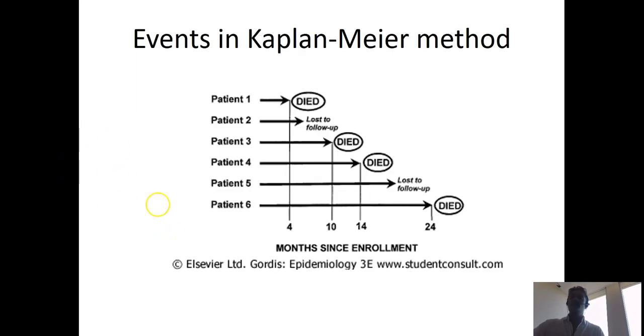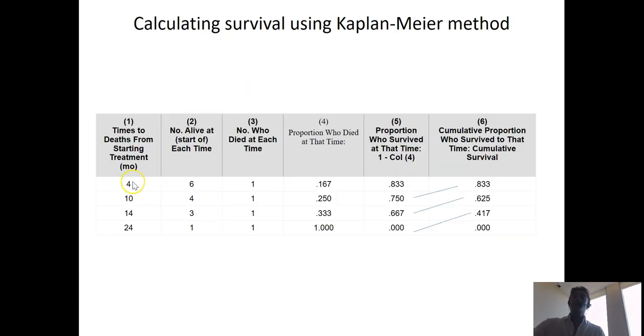So the first event occurs at 4 months. What happens? 1 of my 6 people dies. Okay. 4 months. 1 dies, right? I started out with 6, but 1 dies. So 1 out of 6 was the proportion who died, or 16% or so. Okay. How many are alive? Well, it's 16.7% minus 100, or 83%. Fantastic. That's my starting point.